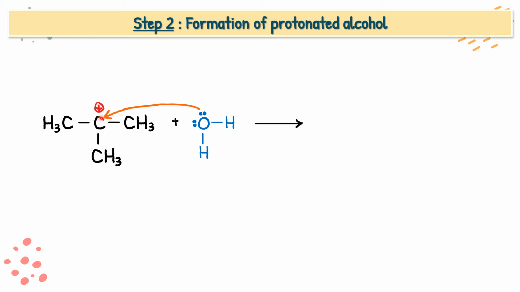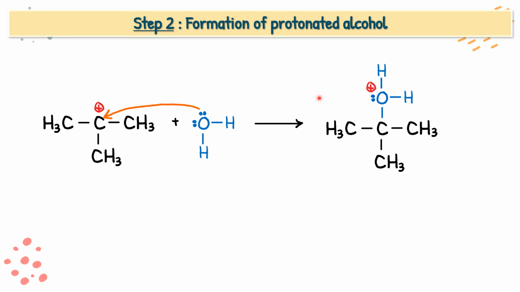So as a result, what will we get? At this carbon, it is going to form a bond with the oxygen. The hydrogens here have no changes, so we copy them back. Only the oxygen has used one of its lone pairs to form a bond with carbon. So what happened to oxygen? It will become positively charged. So this is our protonated alcohol.